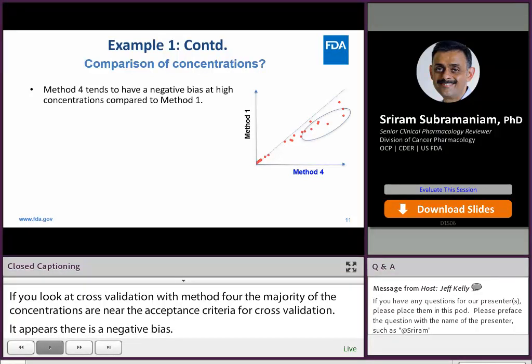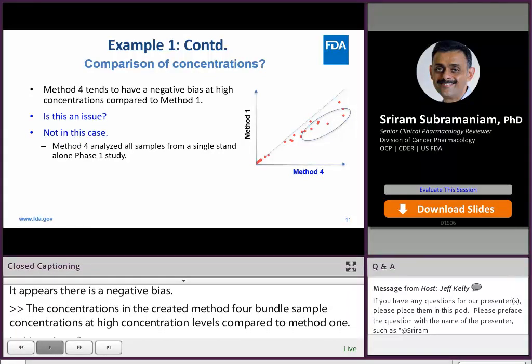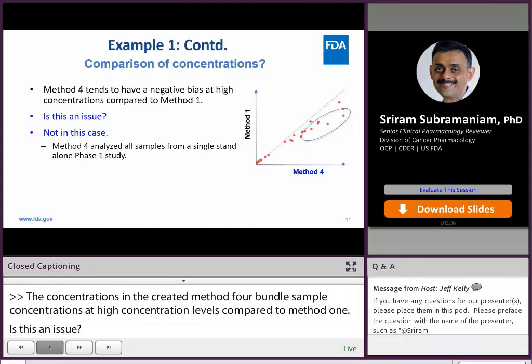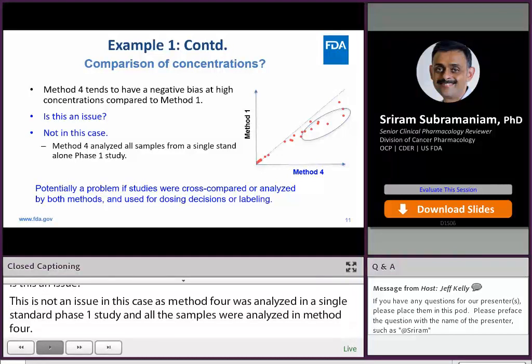So is this an issue? This is not an issue in this case, as method 4 was analyzed only in a single standalone phase 1 study, and all the samples in the study were analyzed by method 4. However, this would have been a potential problem if the studies were cross-compared or analyzed by both methods, and also if the studies were used for dosing decisions or for labeling purposes.